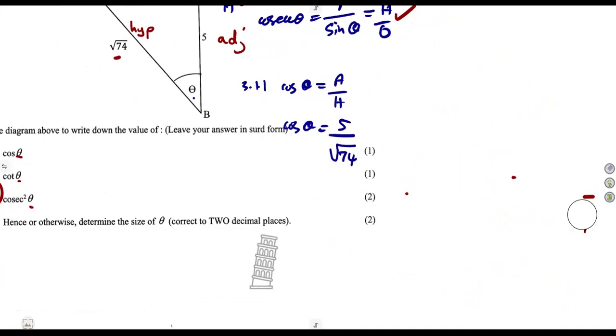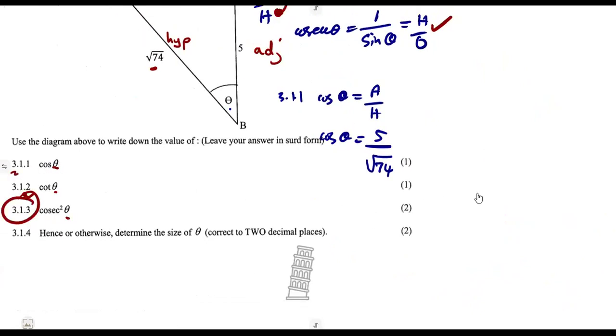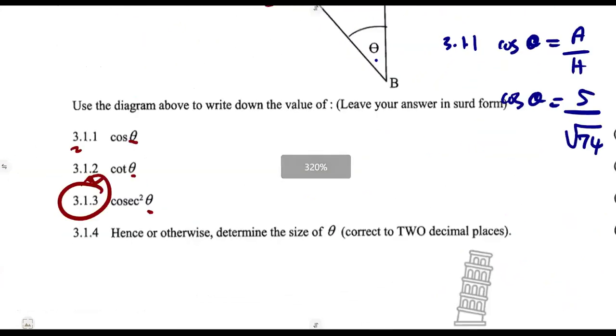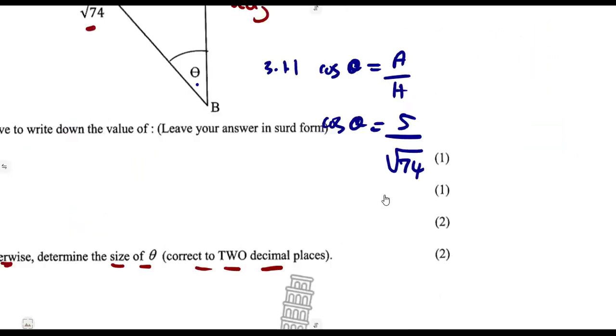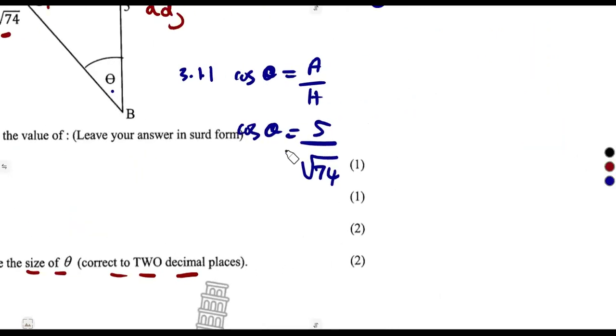Then another part we are now given is to determine, hence or otherwise. Hence, it's a continuation from something that you determined. So if it is a continuation, it's best for you to continue from cos because you are used to cos. So they say hence or otherwise. Otherwise, you can use anything that you understand from any information. Determine the size of theta correct to 2 decimal places. So using cos, it's easier for us to determine the value of theta, guys.